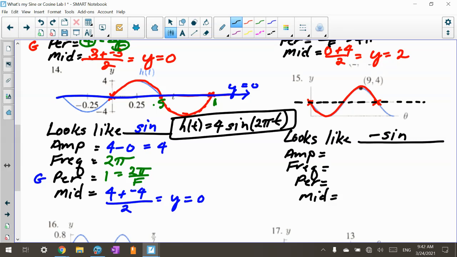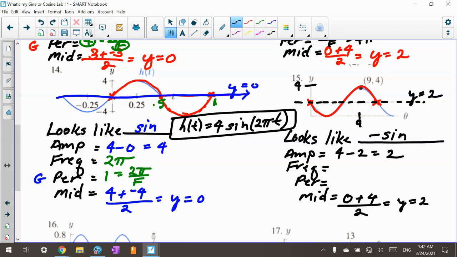All right. I do my midline, and it looks like this is a 0. So this is a 0 here, and this is 4 up here. So my midline is going to be 0 plus 4, high plus my low divided by 2. So it's y equals 2. So that's what this middle is. My amplitude is high minus my midline. So that'll be 2 as well.